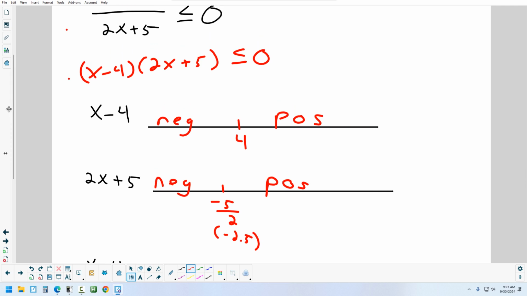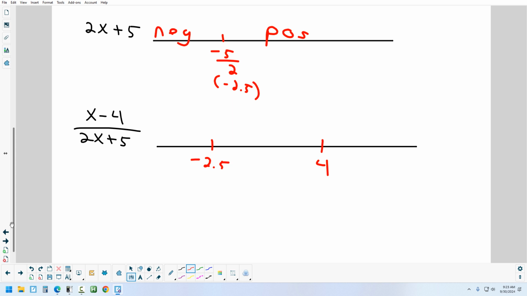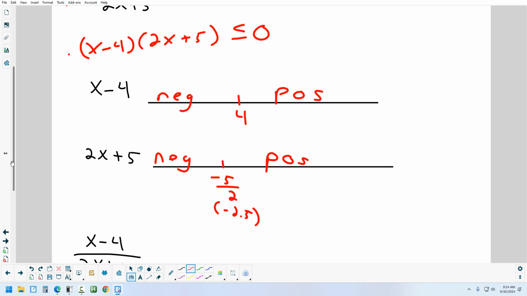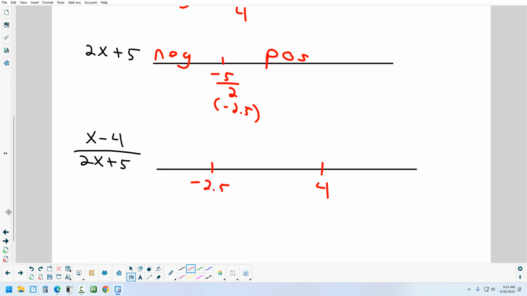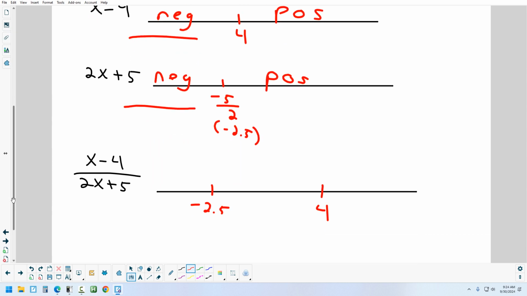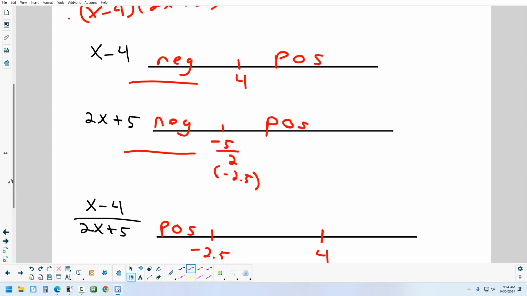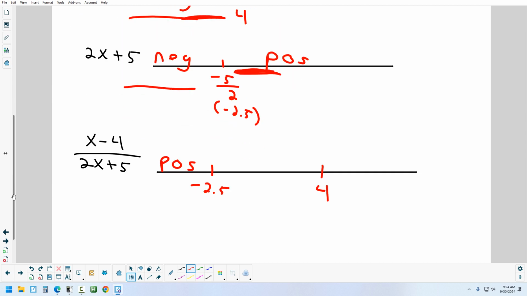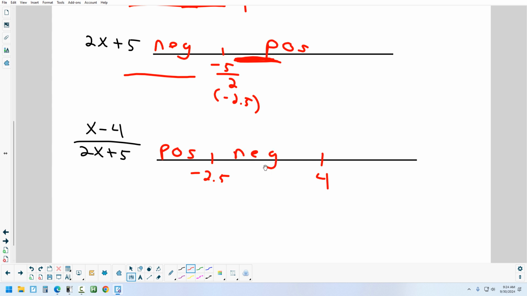Since the rules for dividing and multiplying are the same, this answer right here is going to look exactly the same. If you pick a number below negative 2.5, you'd be in the negative section and the negative section. So that would come out a negative divided by a negative is a positive. If you pick a number between negative 2.5 and 4, you'd be in the negative section. And then here you'd be somewhere around there. That's the positive section. Negative divided by positive, negative. So up to this step, everything is the same.